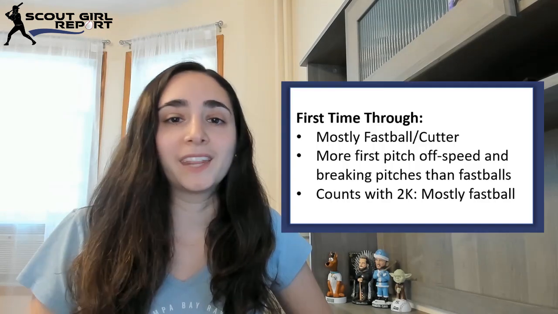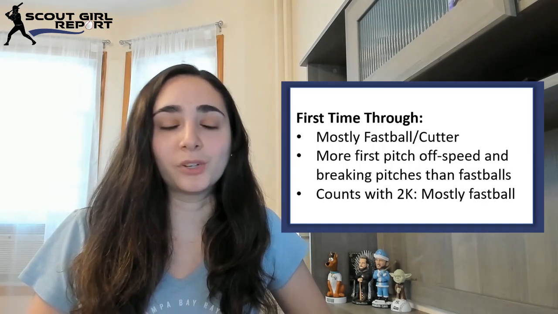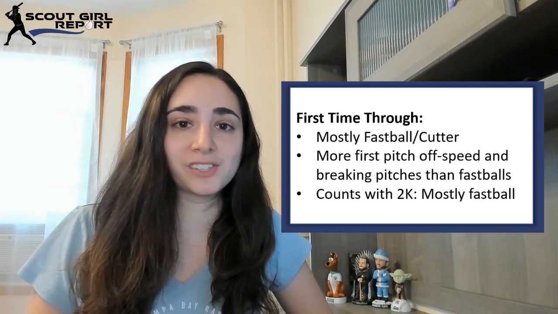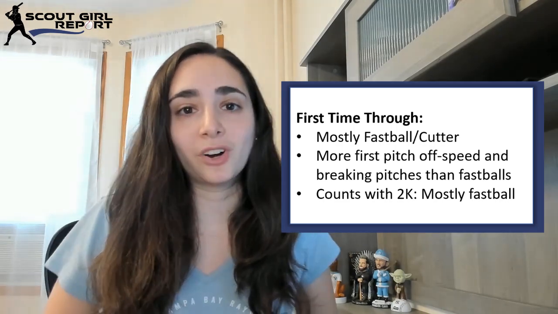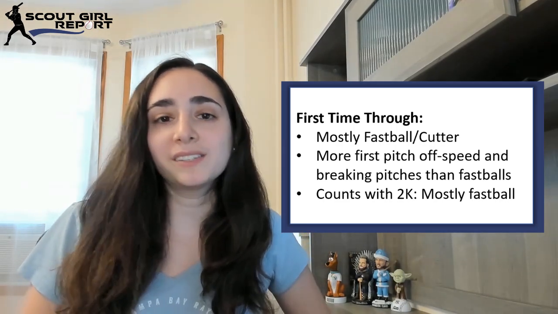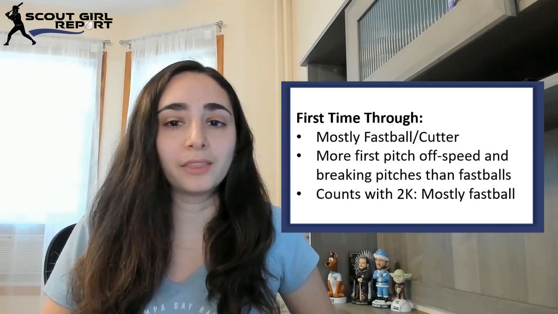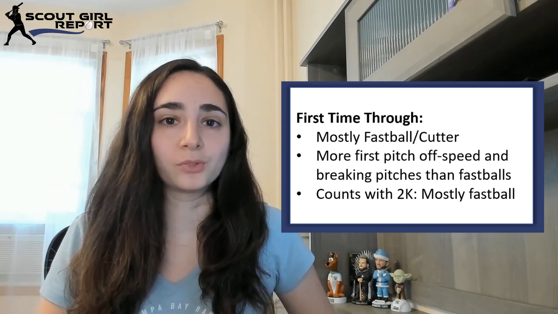So let's walk through the start. We'll start with the first time through the order. And the first time through the order, we saw a heavy mix of four-seams and cutters. And he mixed which of those pitches he threw first pitch, and he actually threw more off-speed and breaking pitches than he did fastballs first pitch. In 2-strike counts, he went to the four-seam the majority of the time as an out pitch. We didn't see that curveball until the 7th batter, who was Reese McGuire, but from then on, the curveball was either used early in the count or as an additional option for an out pitch with the four-seam.